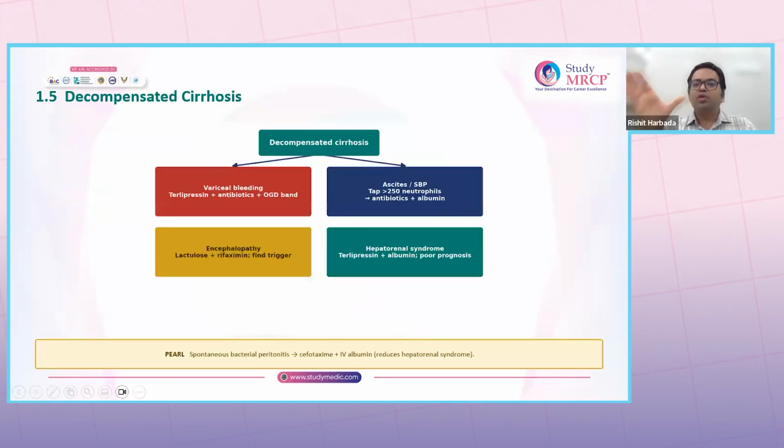for cirrhosis. If there is decompensation, you will see whether there is a variceal bleed or not. If there is a variceal bleed, you treat it with antibiotics, terlipressin, and endoscopy. If there is ascites or SBP, you are going to see whether more than 250 neutrophils are present or not, and you are going to treat it with antibiotics and albumin. Encephalopathy: you are going to correct the cause, the trigger, and treat with lactulose and rifaximin. And if there is hepatorenal syndrome, you are going to treat it with terlipressin and albumin, and it has a poor prognosis. For spontaneous bacterial peritonitis, albumin is the treatment of choice along with cefotaxime.